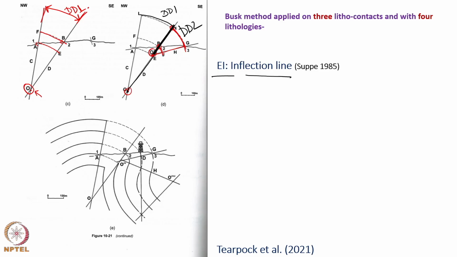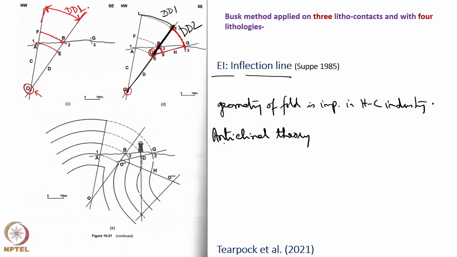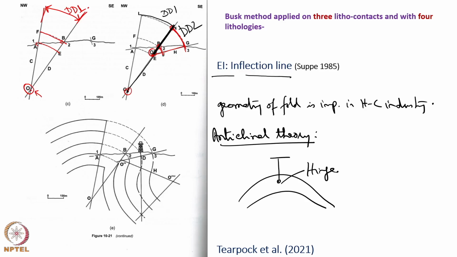The geometry of the fold is important in the hydrocarbon industry, and there is a very old anticlinal theory which says that simply where you can locate the hinge of the fold, go for drilling, you may get hydrocarbon. This theory is more than 100 years old. It was indeed applied to explore hydrocarbon. Initially some success was found, but then later failure happened, and at present the anticlinal theory alone is not the guiding light to find hydrocarbon.